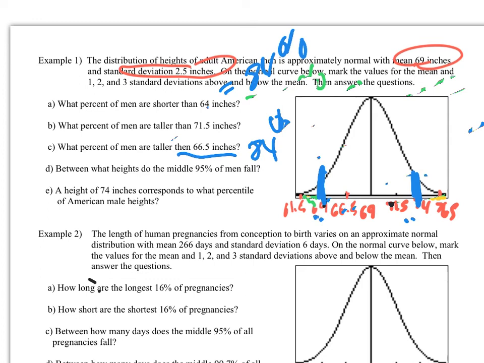Extra credit. No, that was no mistake. D. E. Height 74 corresponds to what percentile? 95th. This came up in your worksheet. That means 74% are shorter. So I want to find the value where it's 74% to the left.